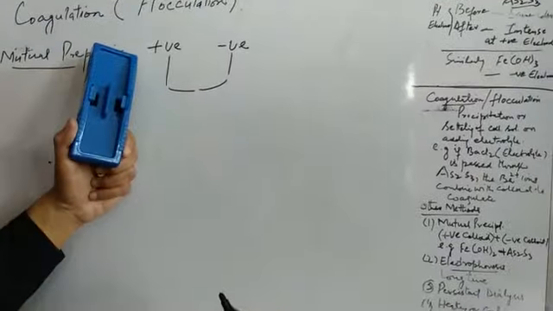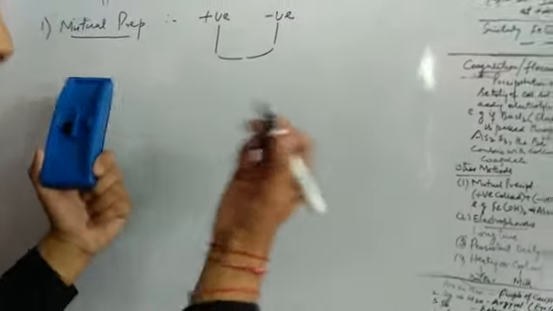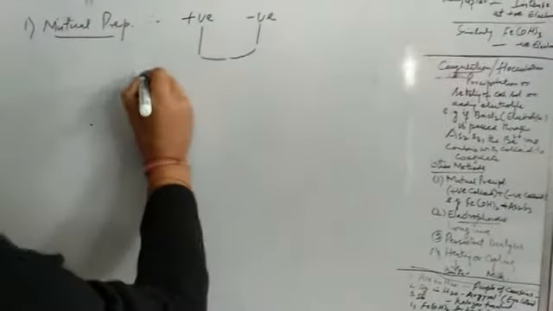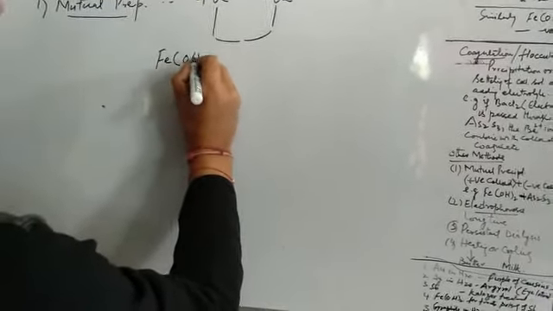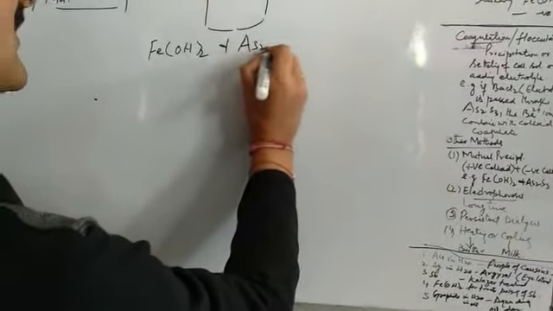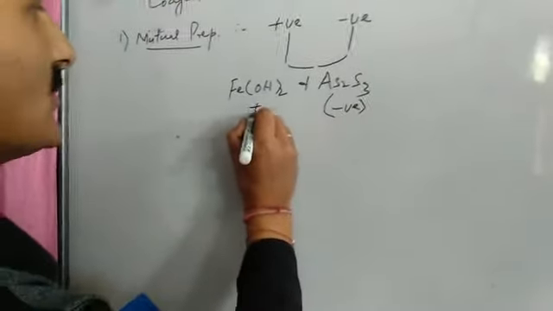If there is a positive colloid, we add a negative colloid to it. On mixing oppositely charged colloids, coagulation can be attained. So it is a very simple method. For example, this is iron hydroxide or ferric hydroxide. If we mix it with arsenous sulfide, now see, this is a negative colloid, this is a positive colloid.